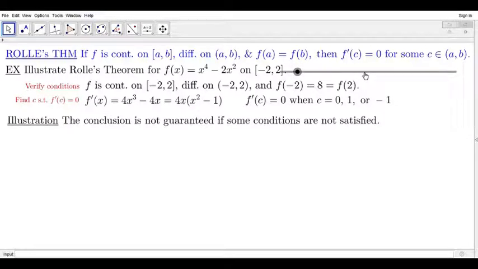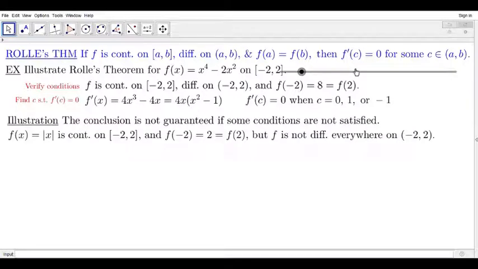Next remark, just like with any theorem, if not all the conditions are satisfied, there is no guarantee that the conclusion would follow. As an illustration that the conditions are all important, let's consider the absolute value function, and the interval [-2, 2] was arbitrarily chosen. Clearly this absolute value function is continuous in this interval. It's actually continuous everywhere. And it's easy to see that the function values at -2 and 2 are the same, because the absolute value of -2 and 2 are both 2.